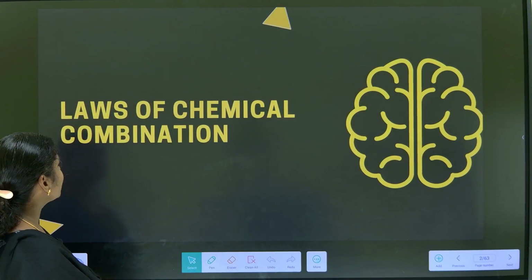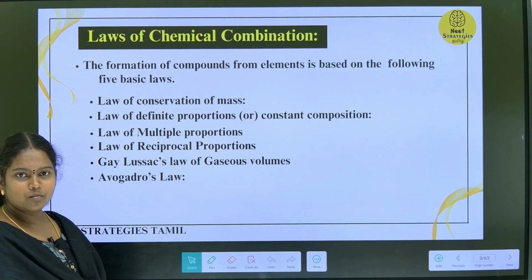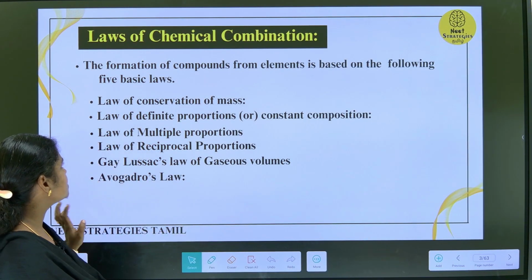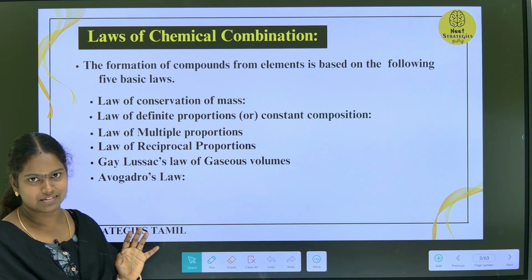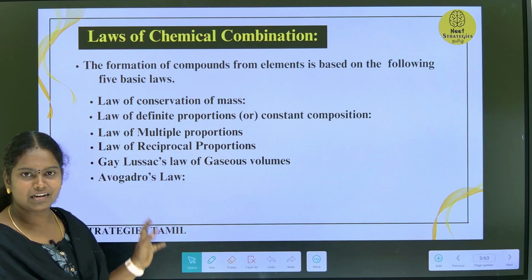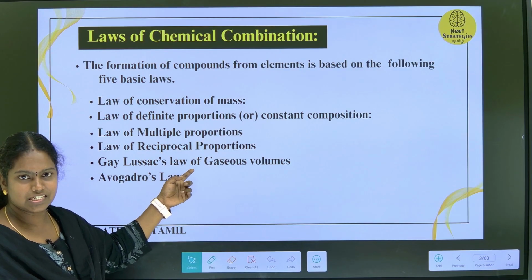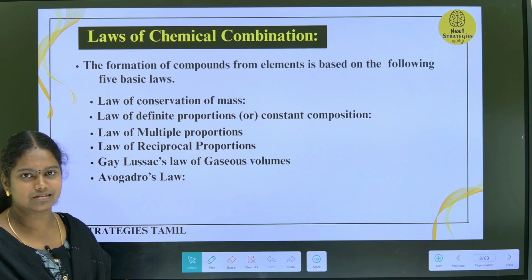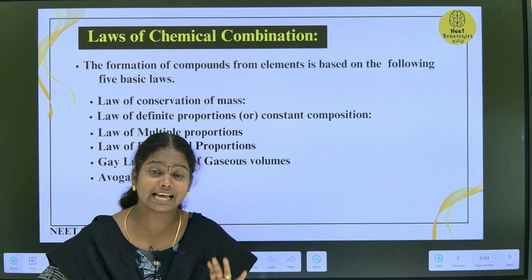In the laws of chemical combination, what are the laws we're going to discuss in today's class? The first law is the law of conservation of mass. Then the law of constant proportion, then the law of multiple proportions, then the law of reciprocal proportions, then the law of gaseous volumes and Avogadro's law. We're going to discuss these laws.